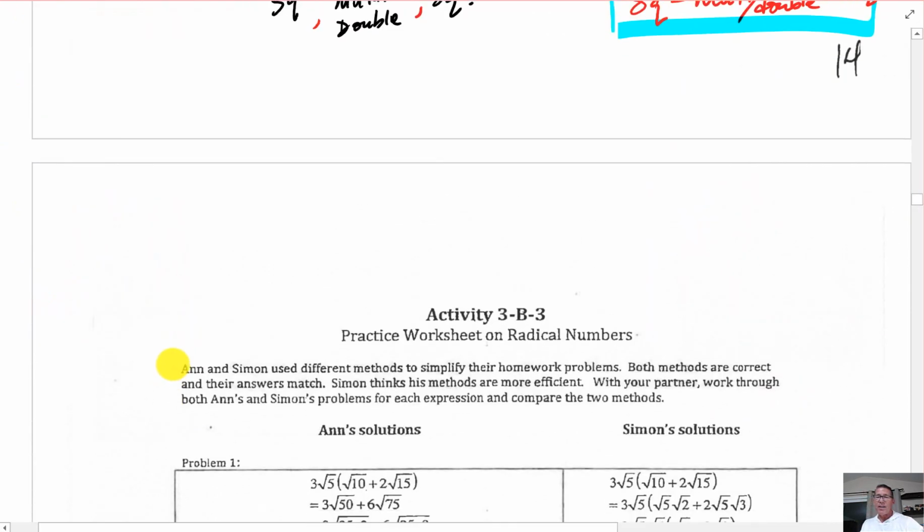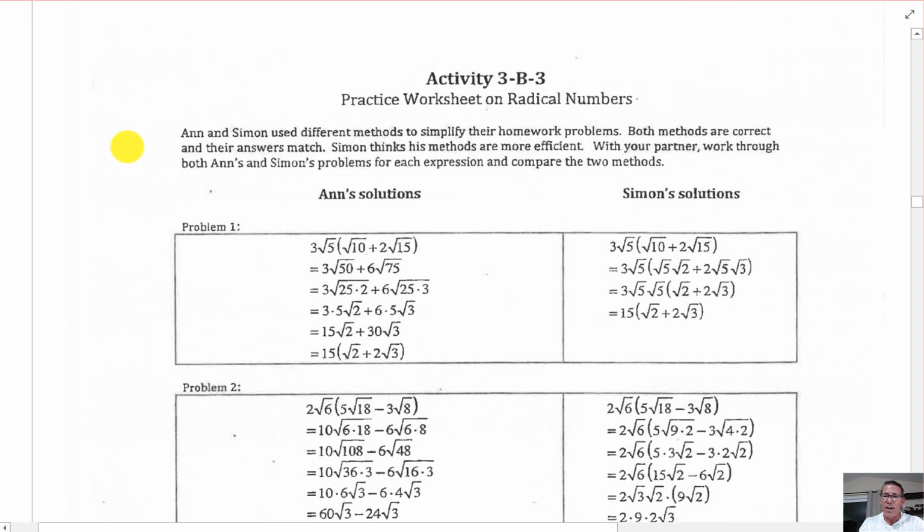All right, so that's the prep involved in activity 3B3. And what you're going to do is analyze the methods from 2 people. You're going to analyze Anne's solutions right here, and then you're going to analyze Simon. So how are they similar? How are they the same? So you're going to compare them. Anne and Simon use different methods to simplify their homework problems. Both methods are correct, so keep that in mind. And their answers match.